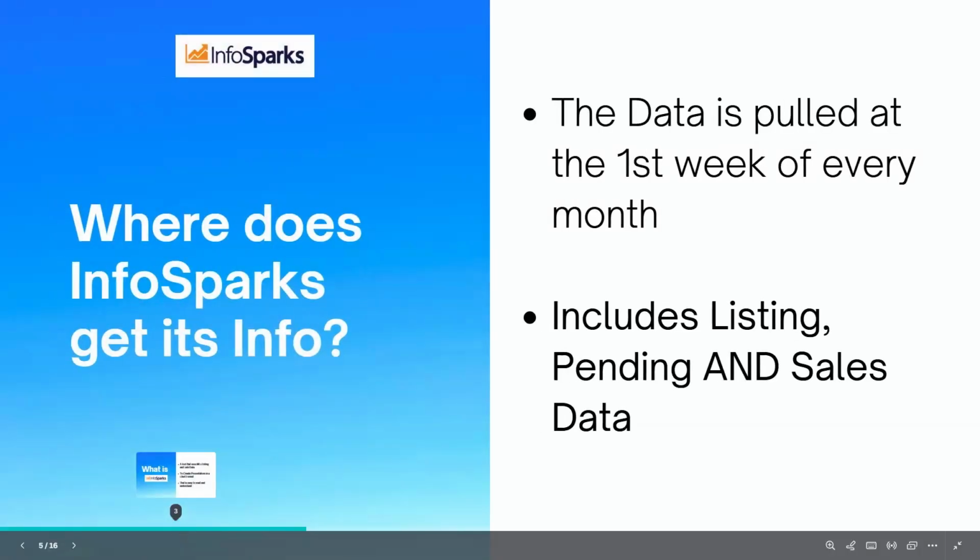So InfoSparks pulls its data once a month. It's usually in the first week of the month. We've got the 4th of July coming up, and those kinds of things will delay it, but it's normally the first week of the month. And InfoSparks includes listing, pending, and sale data.